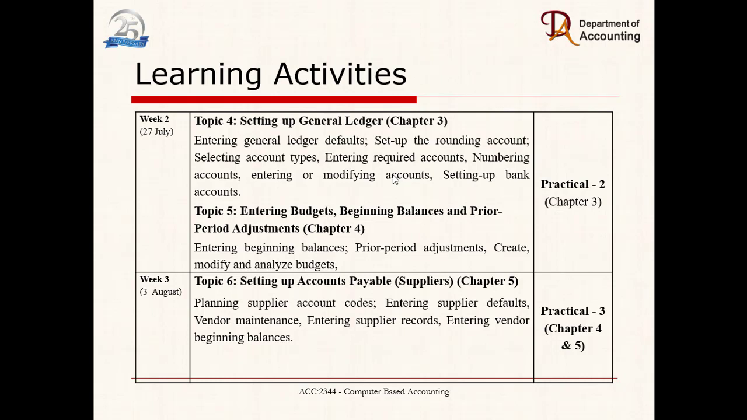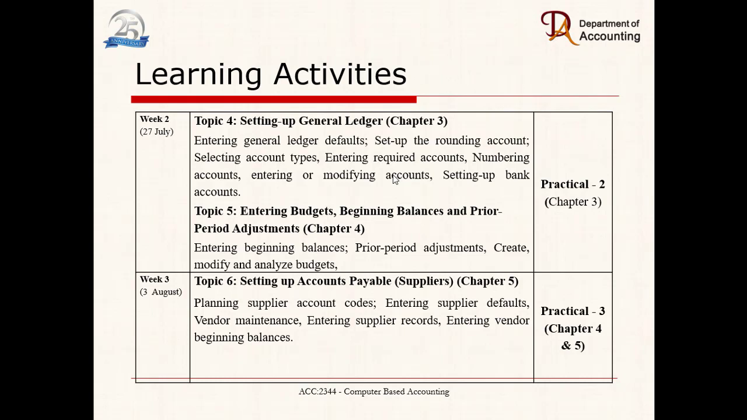Then depending on that we have the practical 2 as well. And week 3 we are going to set up the accounts payable. We are going to set up the accounts payable. So this is a kind of individual module.